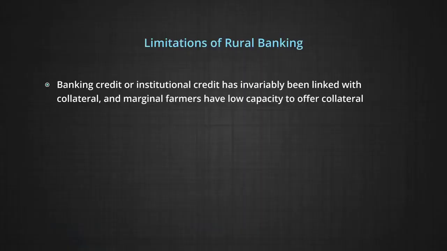What are the limitations of rural banking? Cooperative sector, RRBs and commercial banks are all making serious efforts to cope up with the rural credit requirements of the farmers. However, there are some serious limitations because of which rural credit is still a matter of concern. First, banking credit or institutional credit has invariably been linked with collateral, and marginal farmers have low capacity to offer collateral because of which small and marginal holders have not been the major beneficiary of it.